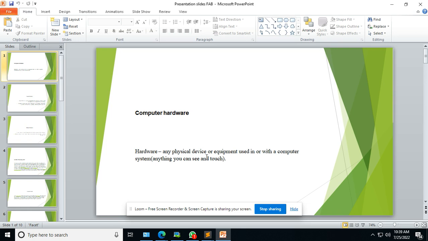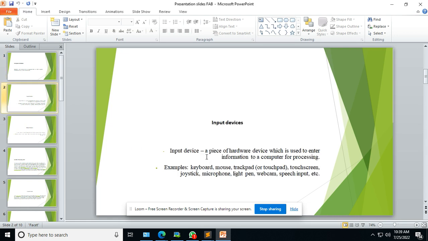Who can define for me computer hardware? What is computer hardware? It is something that is tangible and we can see. Thank you. What are the types of computer hardware? We have the devices for the computer hardware, classified into very many: the input, the output, central processing, and the storage devices.